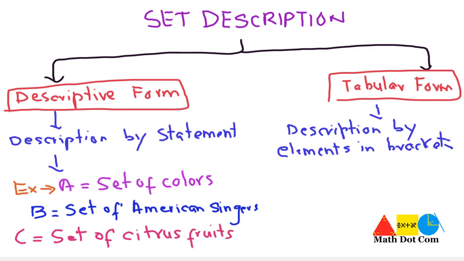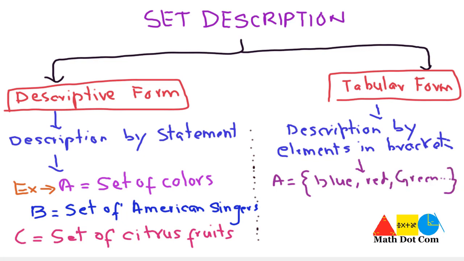Okay. So all these are written basically in the form of words. So we can say that this is a descriptive form. Now let's see how we can write them in the tabular form. If we write the set in the form of its elements, like A is equal to, like it was the set of colors. How can we write it in tabular form? As blue, red, green, and so on. So this is a tabular form.